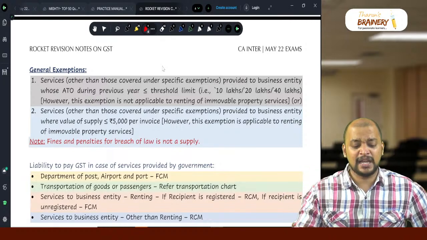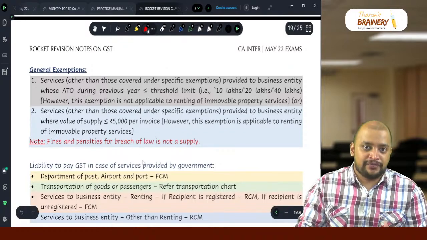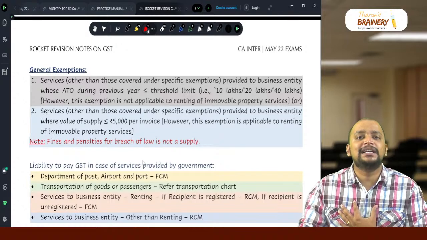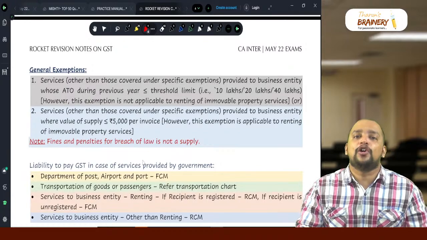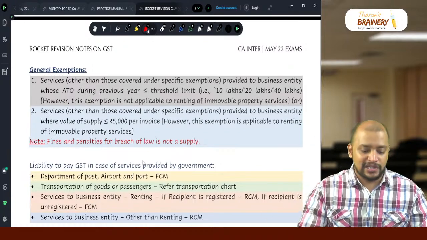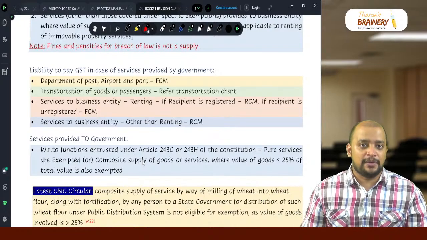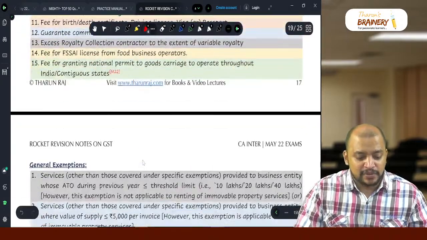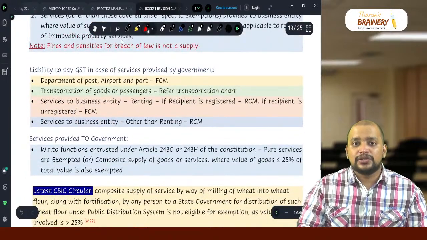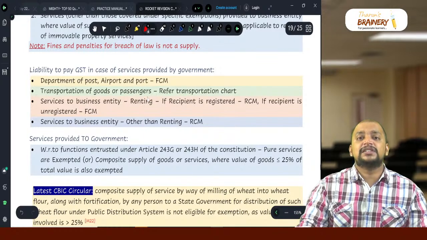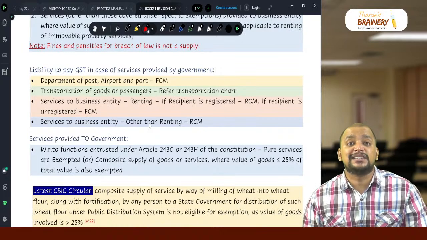Okay. Then fines and penalties for breach of law are not treated as supply, first of all, because fines and penalties collected are not treated as consideration, because these are legal consequences. So on that, you don't pay any GST. Then liability to pay GST in case of service provided by government. Apart from these specific exemptions and general exemptions, in any other case, the liability to pay GST is on the government if the service was provided to a business entity by way of renting of immovable property and the business entity is unregistered.